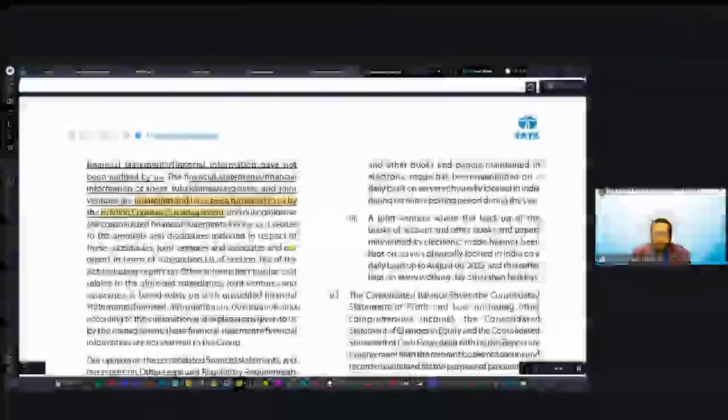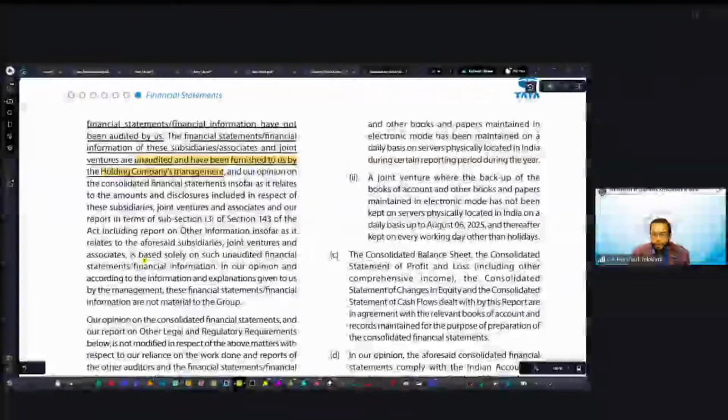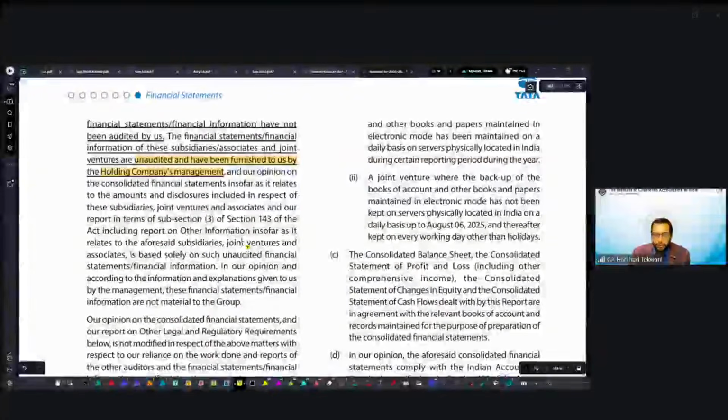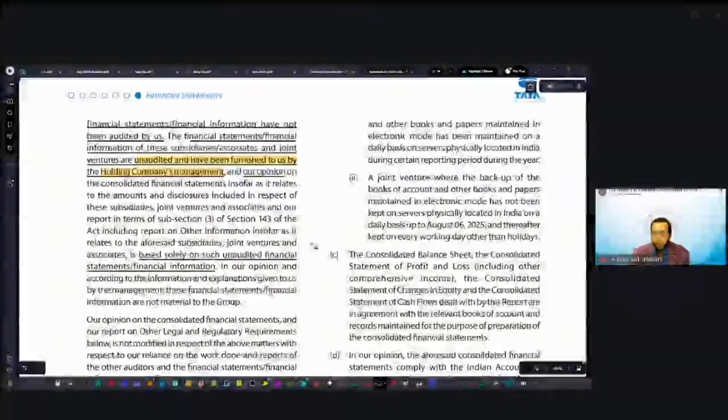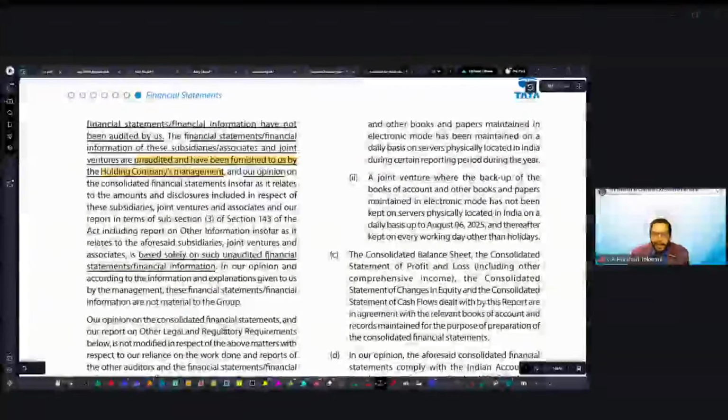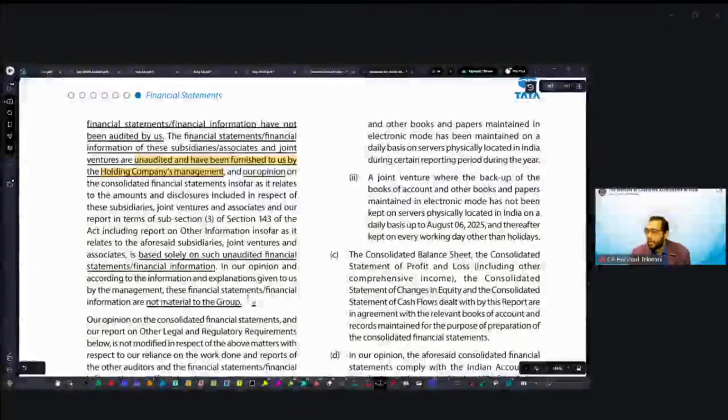And we have relied, and the opinion of the principal auditor is based solely on such unaudited financial statements and information. And we are also saying that they are not material to the group. Not material to the group.